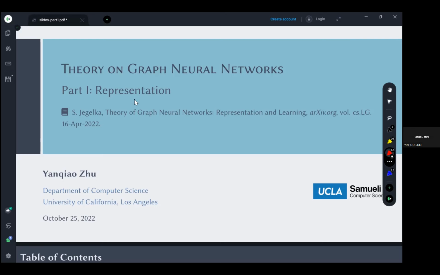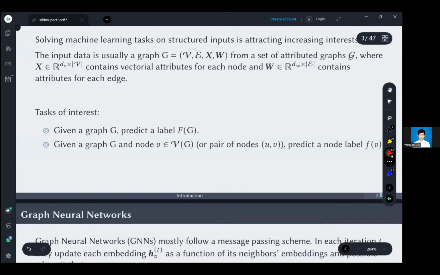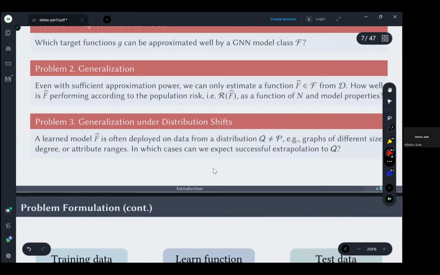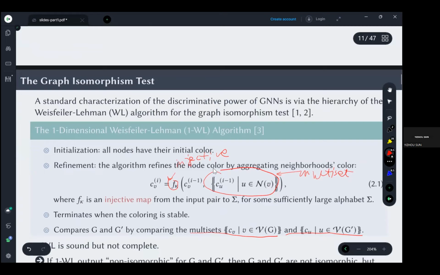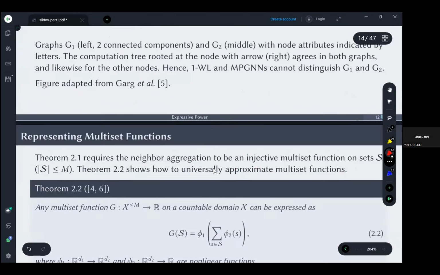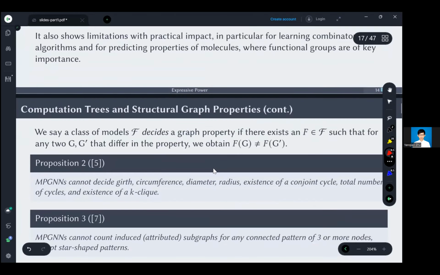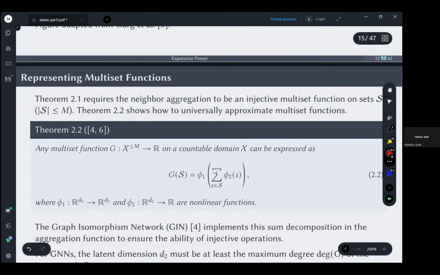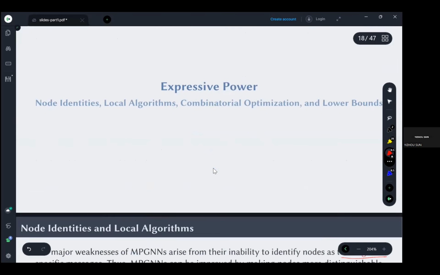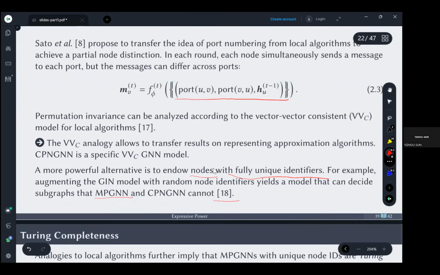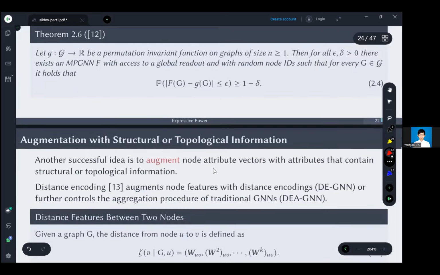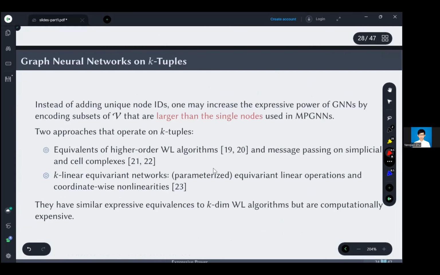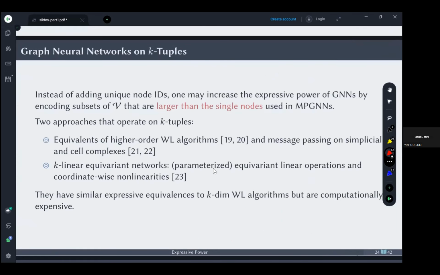Thank you, Yanqiao. So just want to confirm that time complexity wise, the KWL algorithm is kind of n to the power of K. Is that right? Yeah, it's actually exponential in K. Yeah, but polynomial, it's kind of choosing K out of n, where n is the total number of nodes. Yeah, that's right. So that's why it's kind of n to the power of K, roughly.